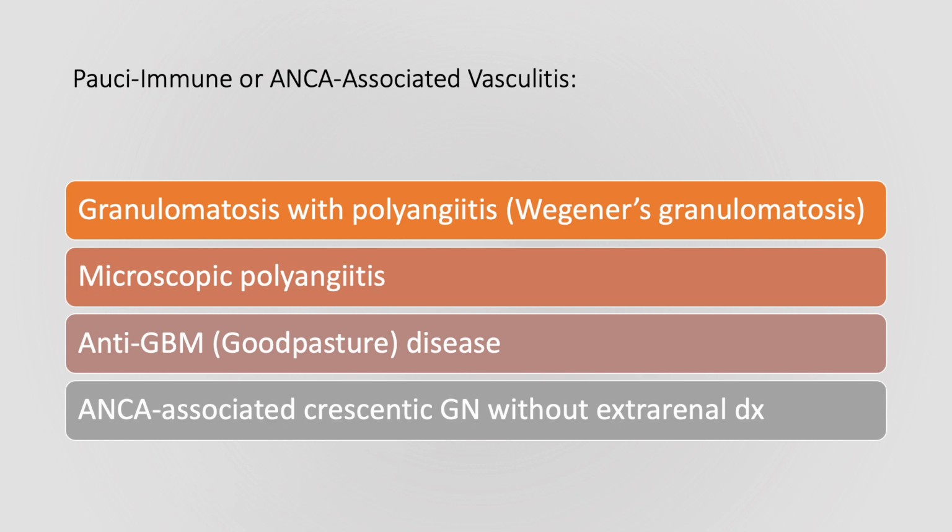You can have granulomatosis with polyangiitis, formerly known as Wegener's granulomatosis. You can have microscopic polyangiitis, like we just saw. You can have anti-GBM disease, glomerular basement membrane disease, which can be isolated to the kidney, or if you have lung manifestations like hemoptysis, it is Goodpasture disease. Or you can have just ANCA-associated glomerulonephritis with crescents, ANCA-associated crescentic GN without extrarenal disease. It can be confined to the kidneys. So remember this very important differential diagnosis.